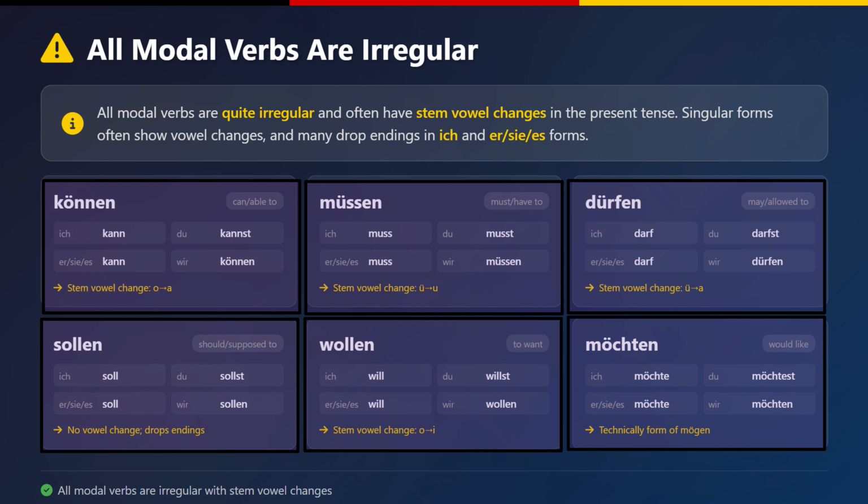Sollen is a bit different. It drops endings in the ich and er forms but keeps the same vowel. The singular forms ich, du, er are the most irregular and often have zero endings. The plural forms wir, ihr, sie are usually regular and look like the infinitive. Always check the conjugation tables carefully because these irregular forms are the biggest source of mistakes for learners.